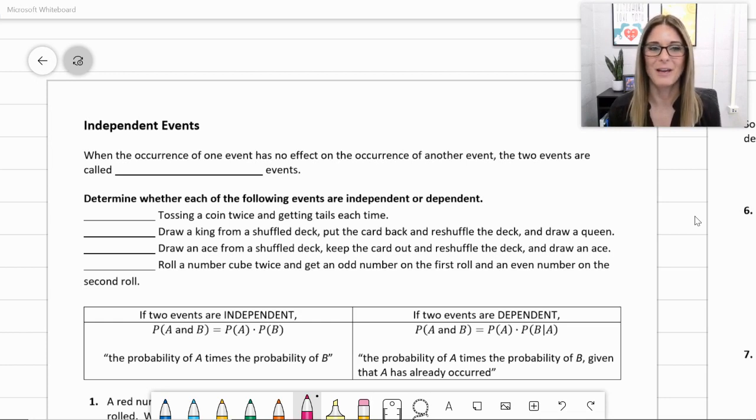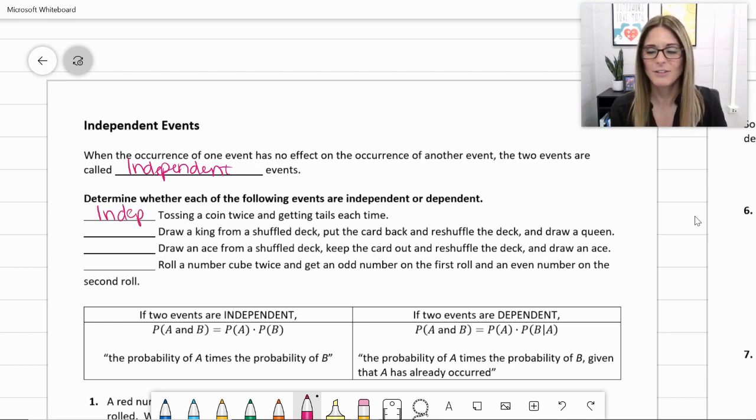Let's start to review with the definition here. When the occurrence of one event has no effect on the occurrence of another event, those two events are called independent events. We have some examples below. Determine whether each of the following events are independent or dependent. The first one, tossing a coin twice and getting tails each time. Tossing the coin has no effect on that next flip, so those are independent events.